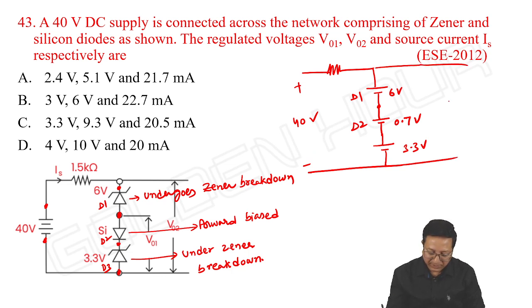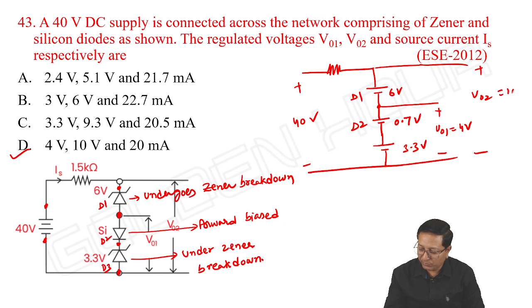So what about VO1 and VO2? VO1 means after the ordinary diode, it is VO1. What is its value? It is 4 volts, 3.3 plus 0.7. Okay, here itself we can understand that option D might be correct, VO1. What about VO2? It is 6 plus 4, 10 volts.